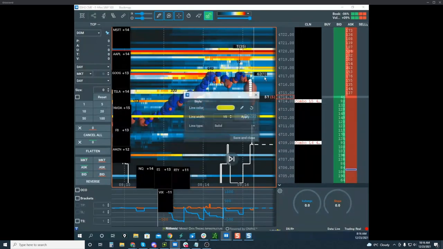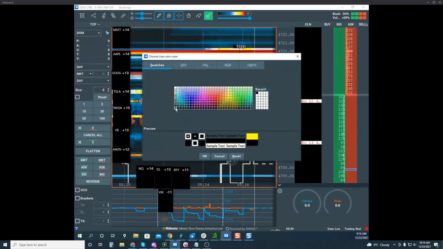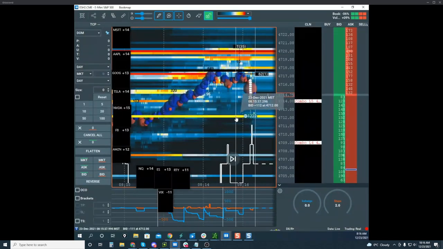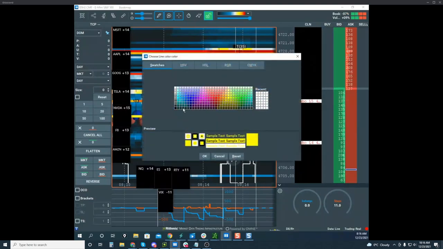So let's make this, I try to use the yellow for stops, blue for buy ice, and black for sell ice. We'll try to be consistent with that.